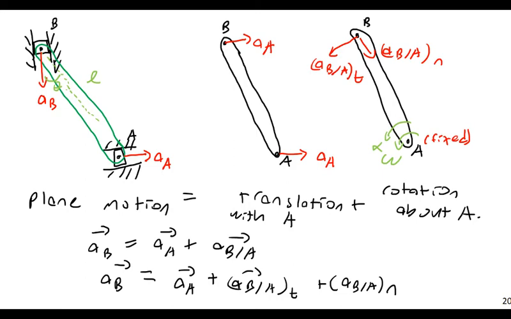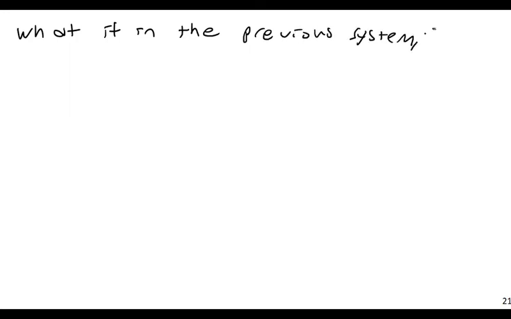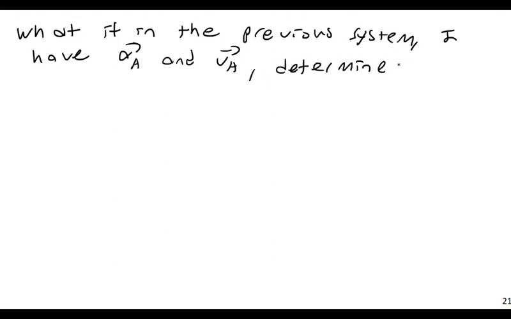Now, what if in this system, the previous system, let's say I have AA and VA, and I want to determine AB and alpha, the angular acceleration. Okay.